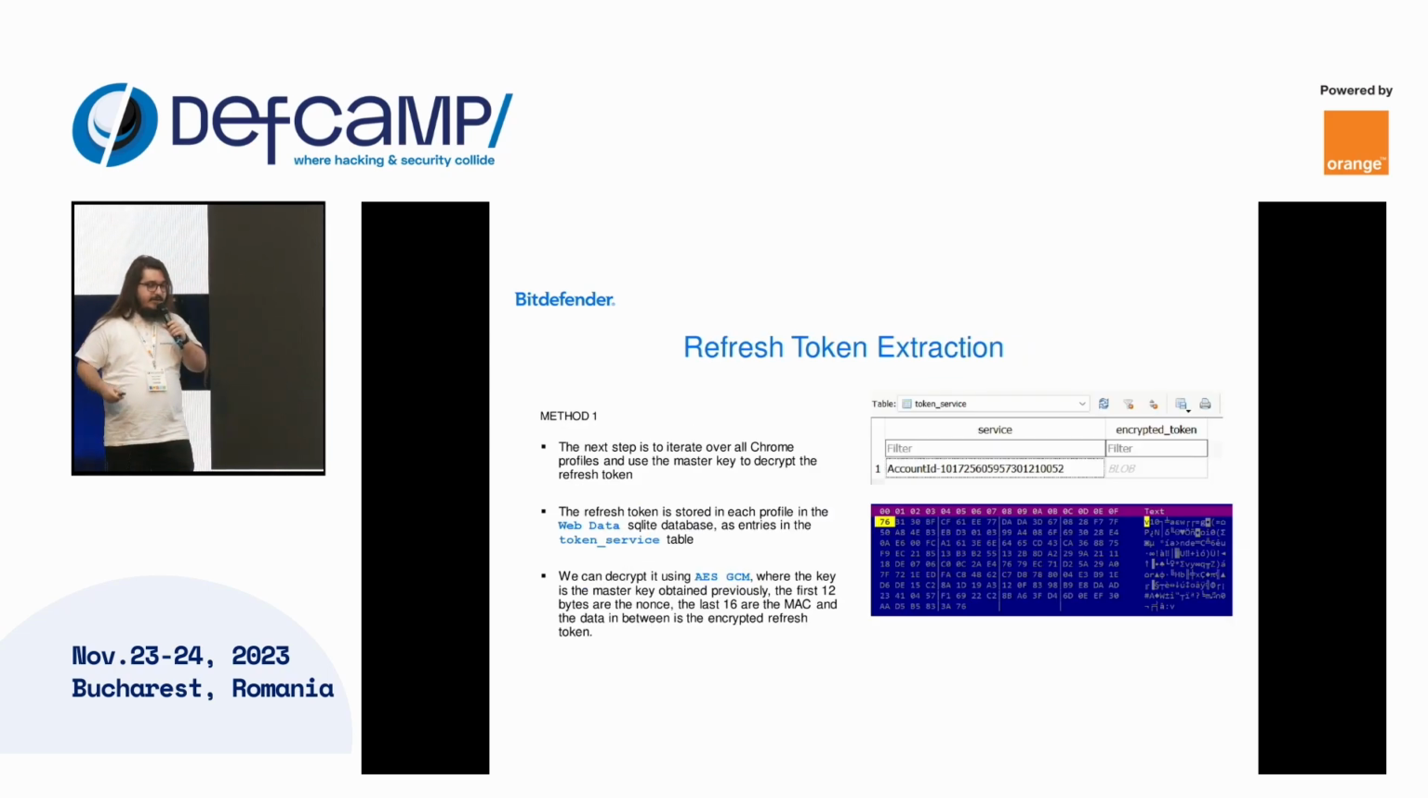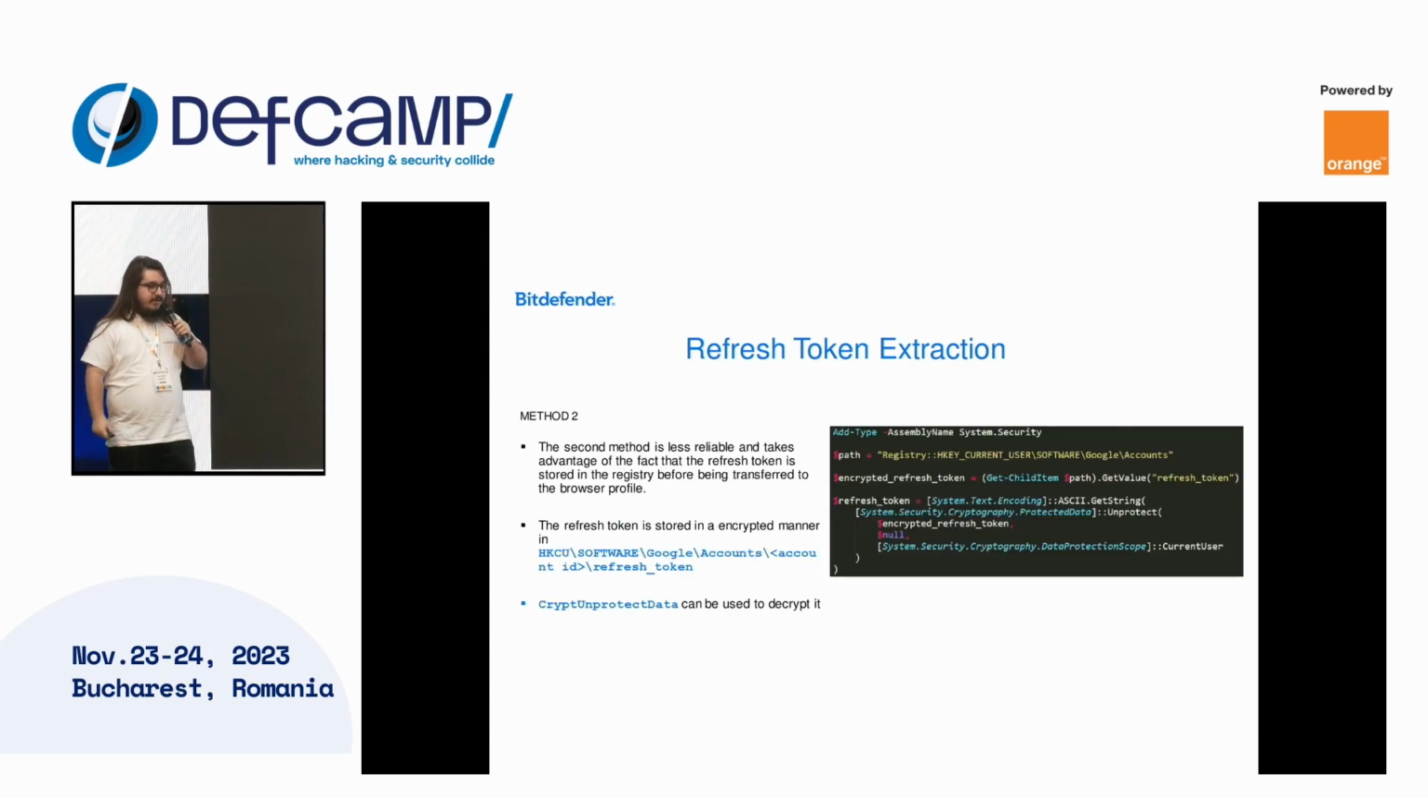Next up, with that decryption key in hand, an attacker just needs to read the Web Data database, go to the token_service table, and there they will find all the refresh tokens that are stored for that Chrome profile. Essentially, this method is more reliable than the next method that I'm going to present, and also could be used on any Chrome browser. So if you are logged in with Google in Chrome, then this is the method an attacker could use to extract your refresh token.